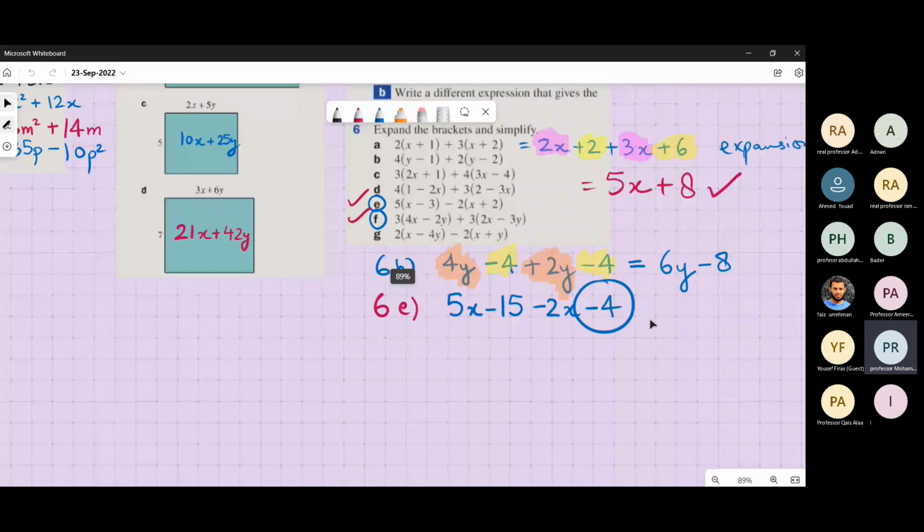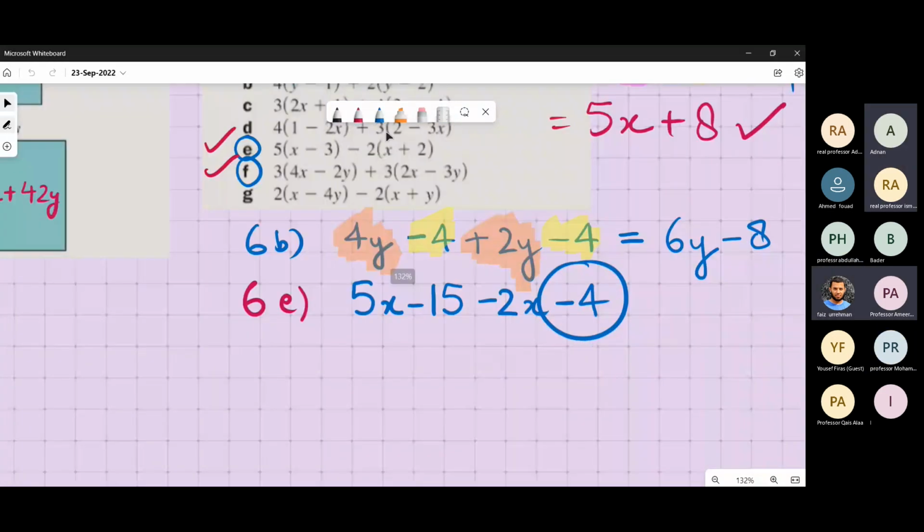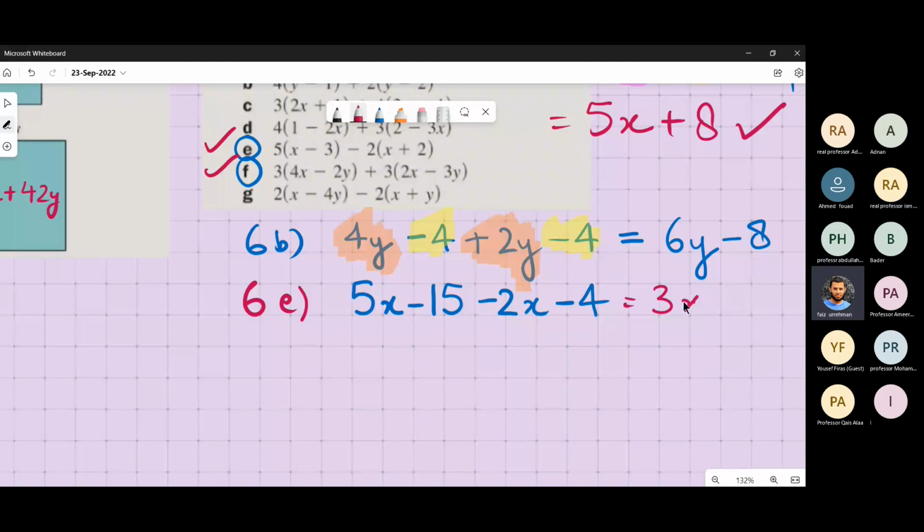Minus plus, I forgot about that. Yes, that's why I'm telling you. You have to be very, very careful. Now, like terms: 5x minus 2x will give 3x, and minus 15 and minus 4. So that means Ismail was correct.